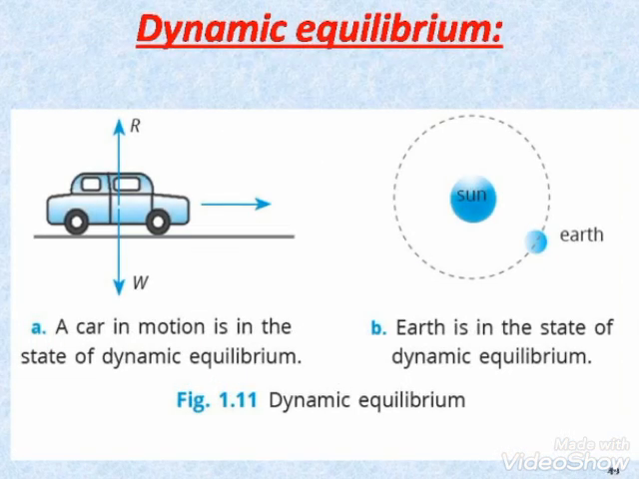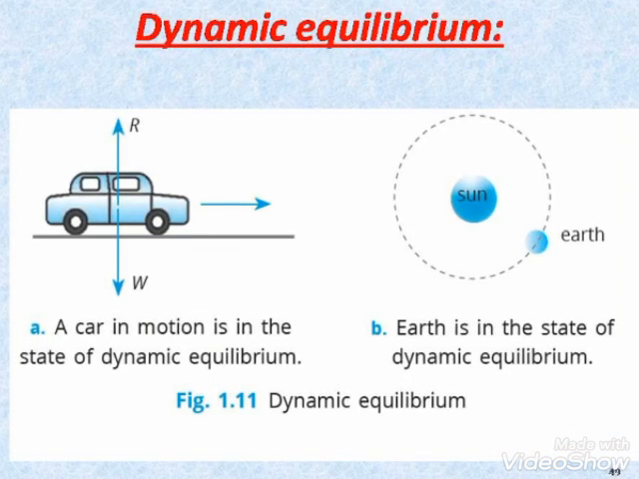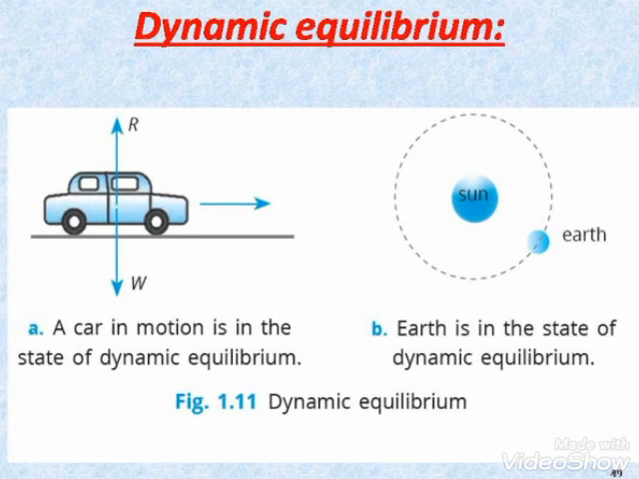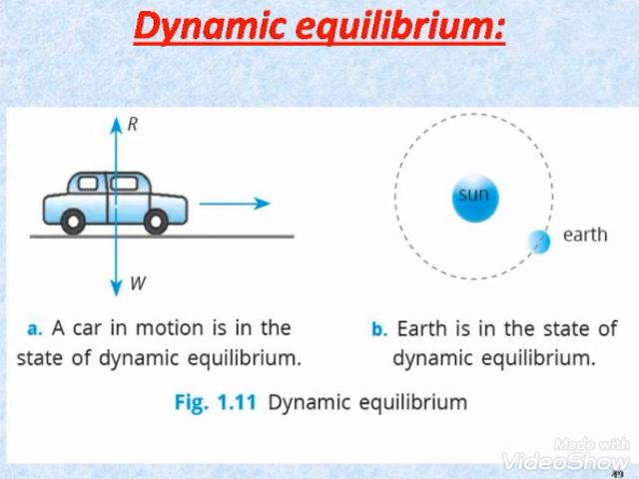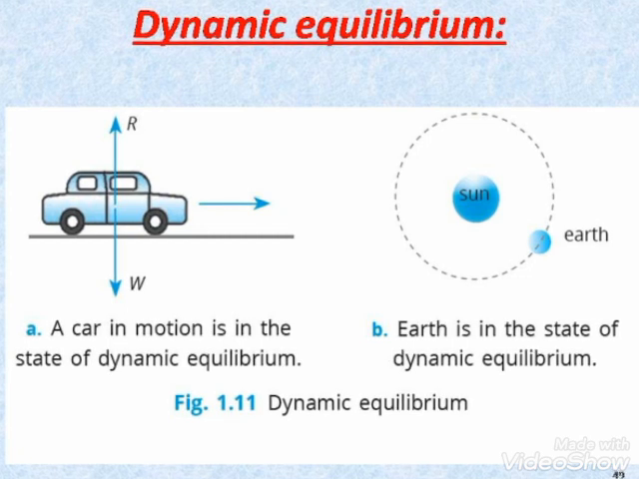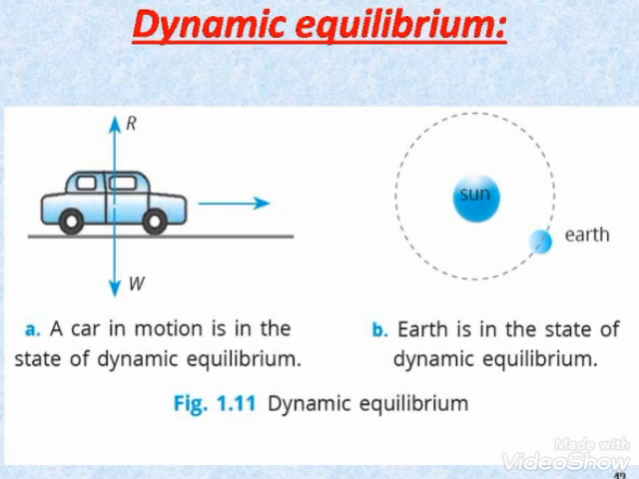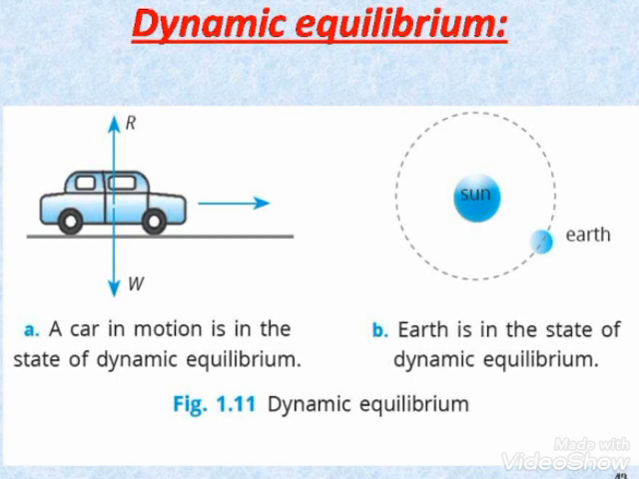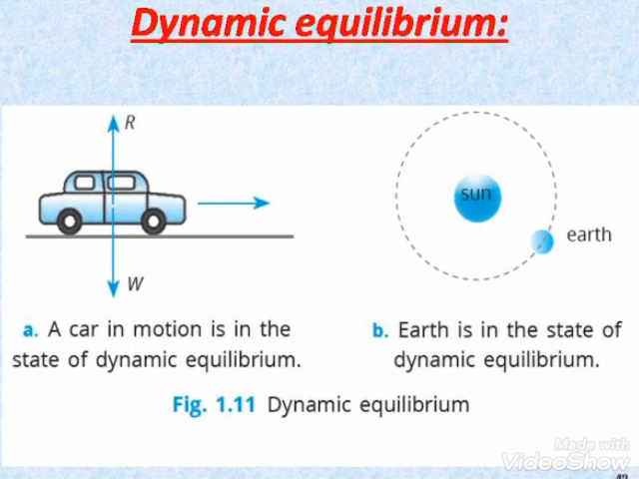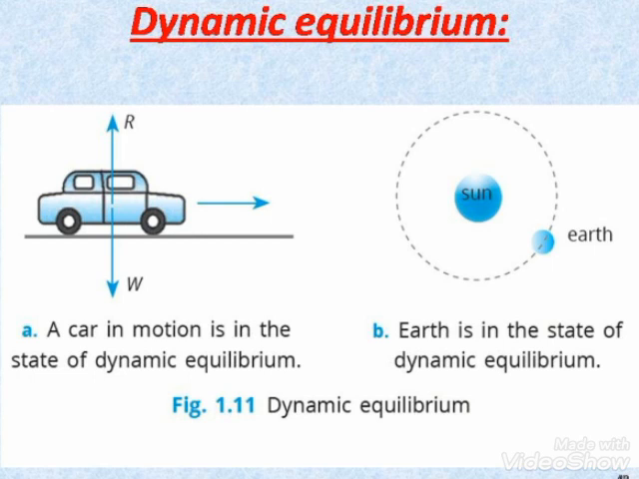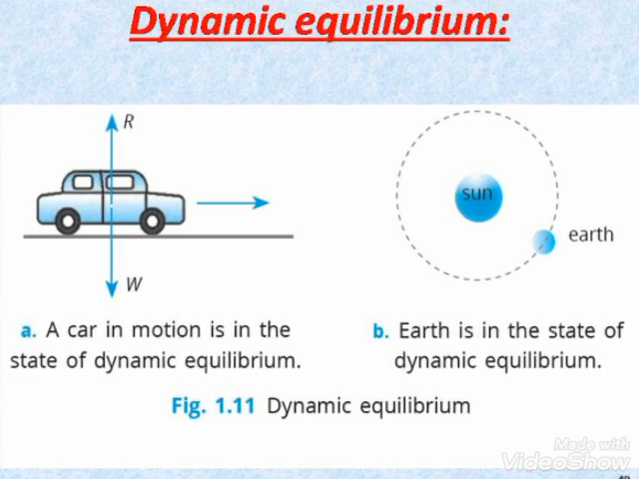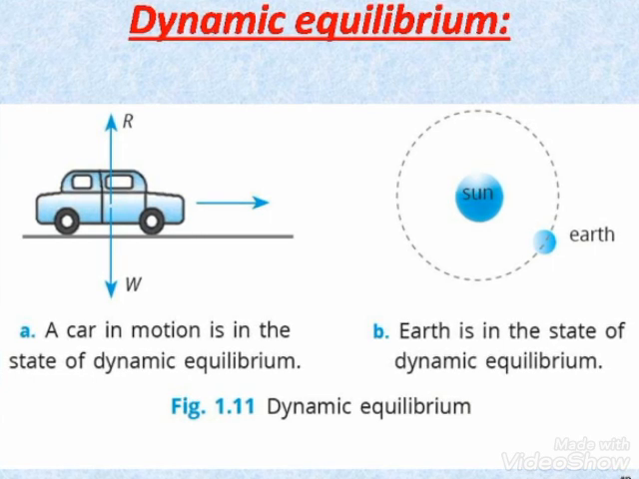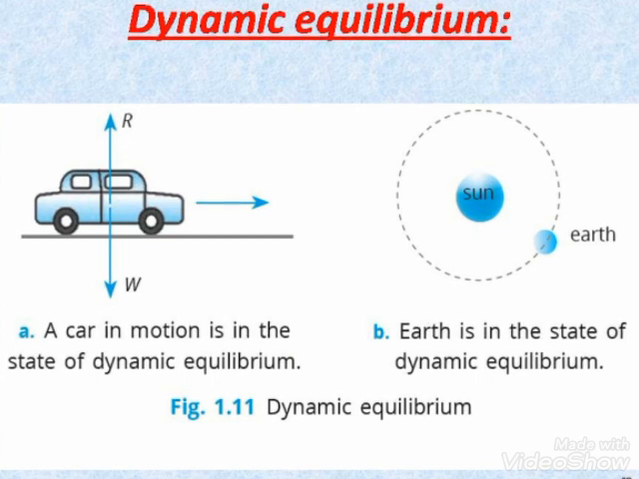Now coming to the example of dynamic equilibrium, let us say I take a car which is moving with a constant speed. Then the weight of the car is acting downwards, whereas the reaction force on the car is acting upwards. So a car in motion is considered to be in the state of dynamic equilibrium. Let us consider our Earth, which is moving around the sun in its orbit. Then what do you observe? That Earth is in the state of dynamic equilibrium.